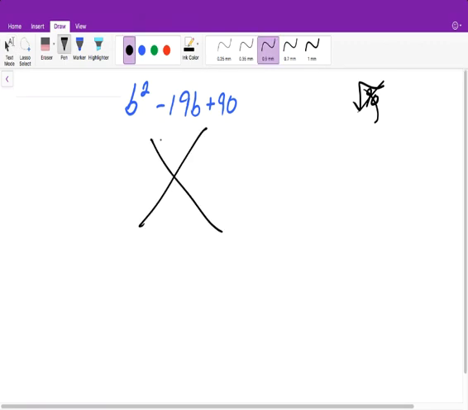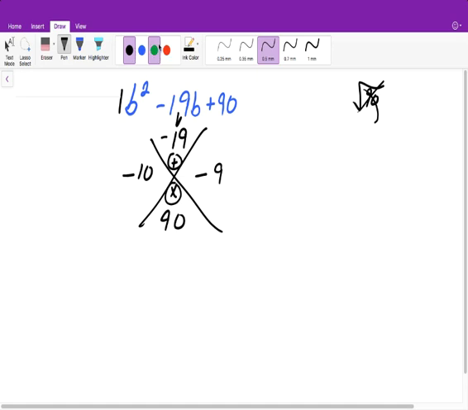So we draw our x, we write our multiplication sign, our addition, we multiply our 1 times our 90, so it gives me a 90. The negative 19 drops, so it's minus 19. Once again, if they multiply to a positive number and they add up to negative, that means they both have to be negative. Numbers that multiply to 90 and add up to 19 are 10 and 9.